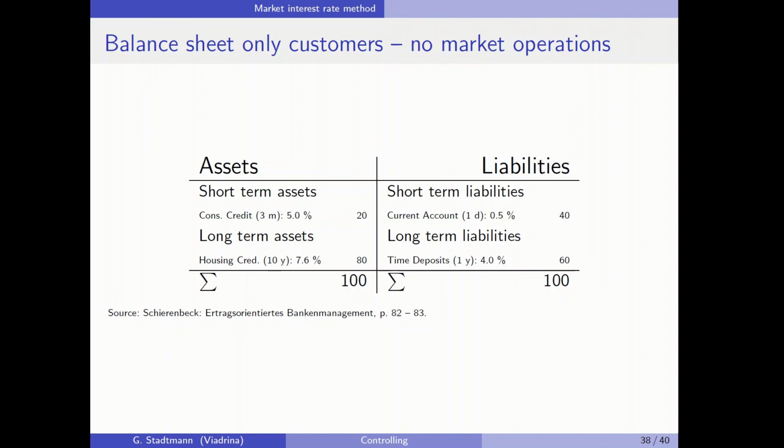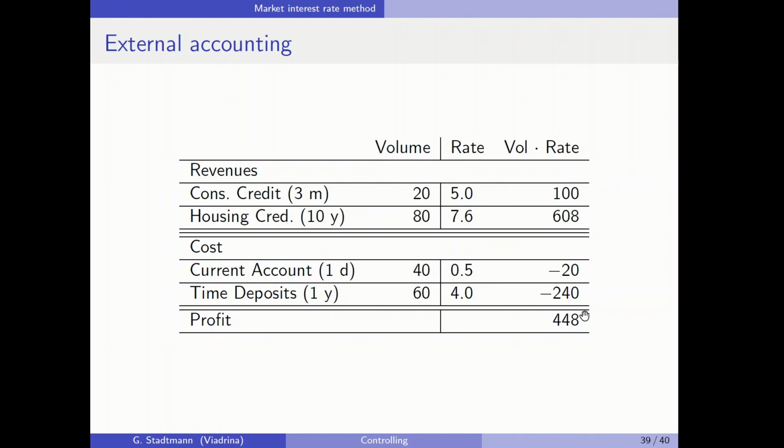But then it is the case that to some extent the profitability of this bank depends on the term structure of the interest rate, and also it depends on how good the one or the other department is doing in selling consumer credits or in selling housing credits. In a first step, let's once more have a look at the external accounting. Let's check the revenues, which are given here, the costs, which is given here, and the profitability. So this bank is profitable.